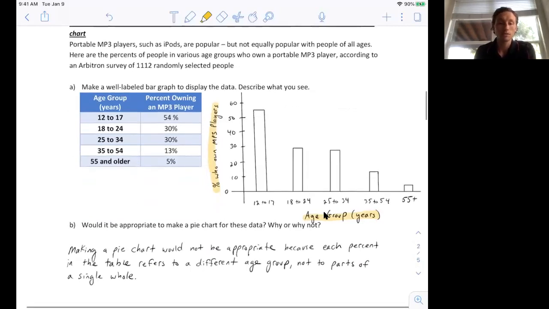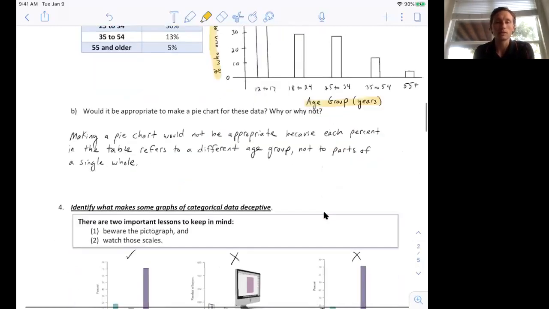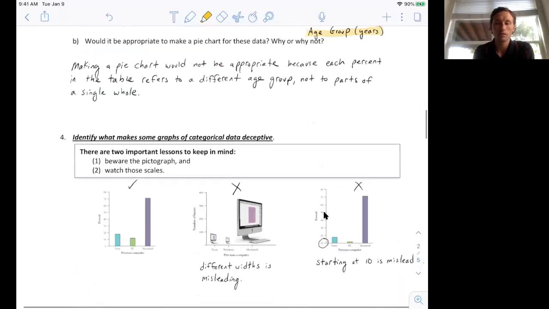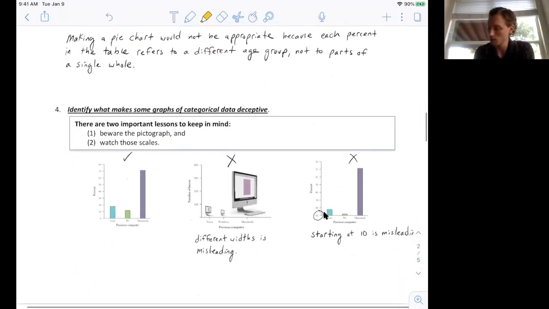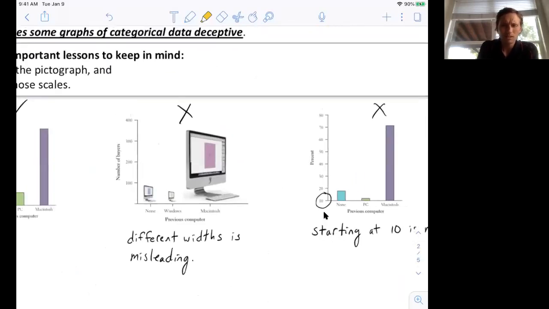The second objective is to identify what makes some graphs of categorical data deceptive. This one will be short and sweet. The first graph is good. The middle graph here, since they're showing area instead of just the height of a bar, it's misleading. This Macintosh, the big computer, makes it seem like it is way, way more than Windows, when in reality, if you're making the comparison with just a bar, it's not as bad as what the area appears.